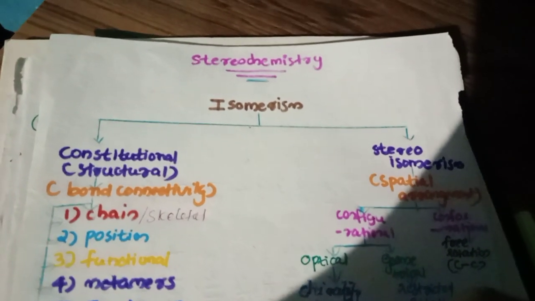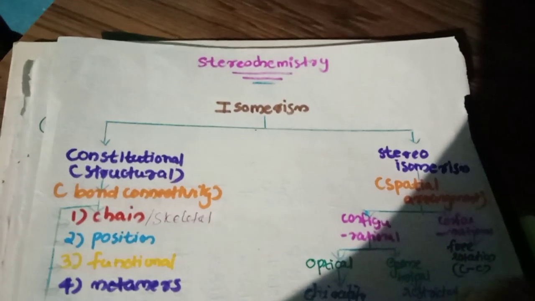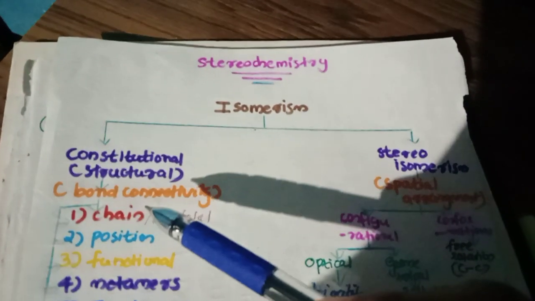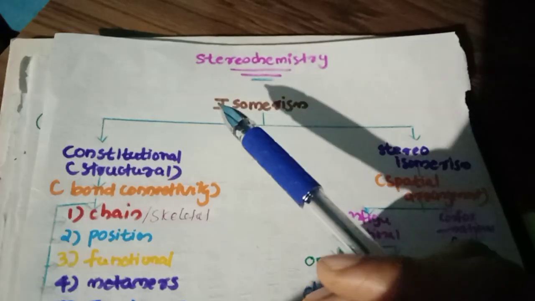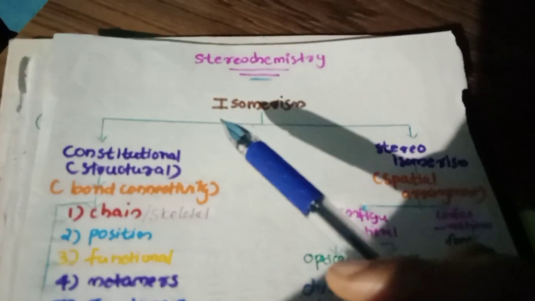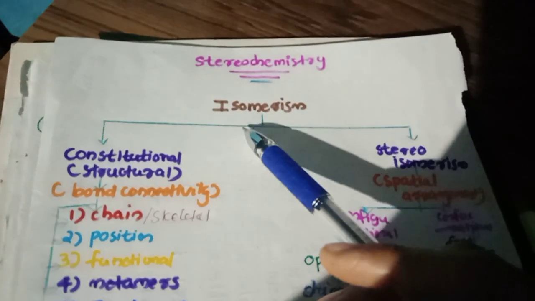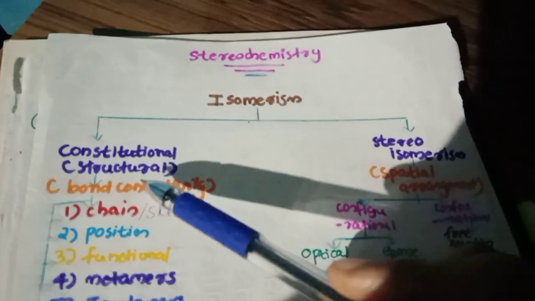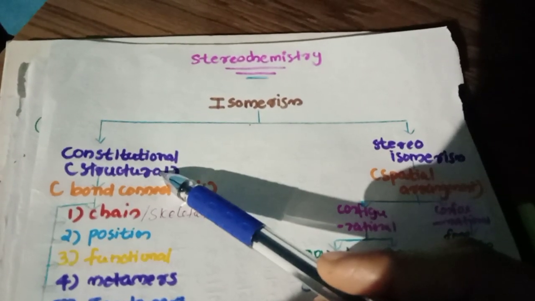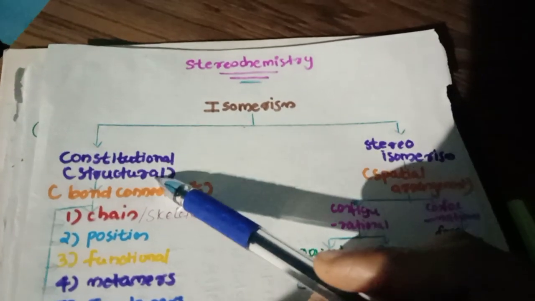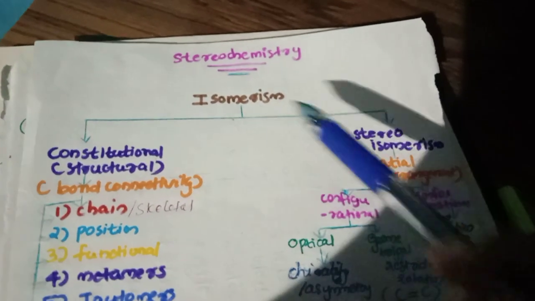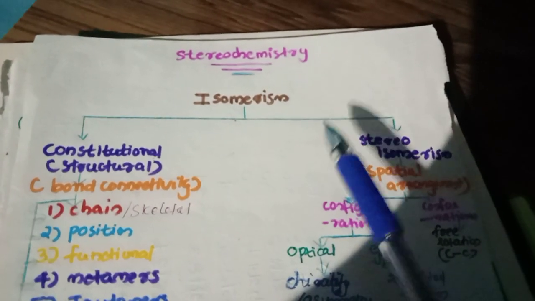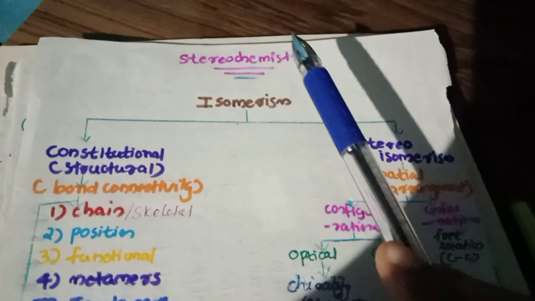Hi students, in today's class we are discussing the basic concepts of stereochemistry, which is the first concept in stereochemistry. We all are familiar with isomerism. Isomerism is of two types: one is constitutional isomers or structural isomers, and the second one is stereoisomerism. Stereoisomerism comes under the topic of stereochemistry.